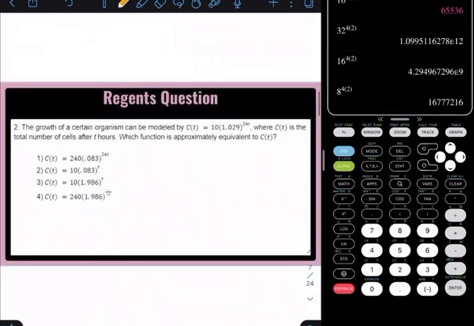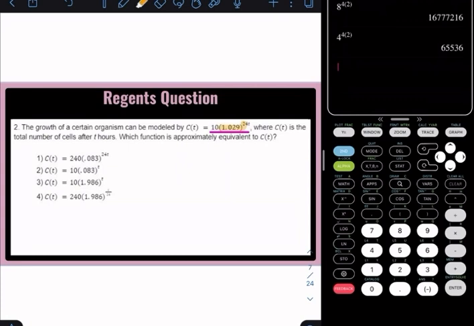All right, let's look at number 2. Number 2 is saying the growth of a certain organism can be modeled by this, where C of t is the total number of cells after t hours. Which function is approximately equivalent to C of t? Well, let's first see, what is 1.029 raised to the 24th power? It equals 1.95, which could be rounded up to 1.96.